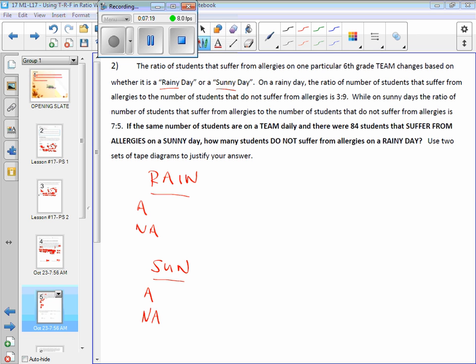All right, on the rain day, what's the given ratio? Kirsten. Put that in parentheses so you see it. And then Kelly, I know you're working on your own, but what did you put down for the ratio A to NA for sunny day?